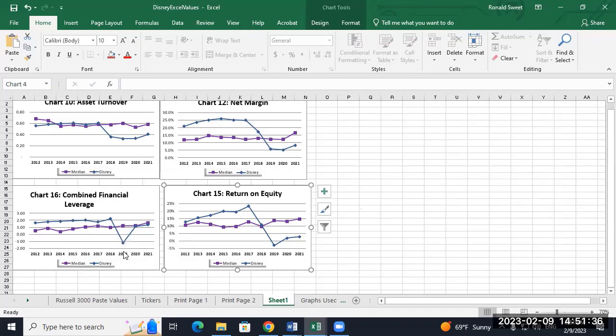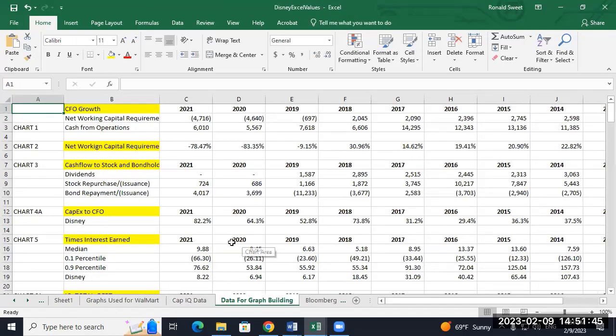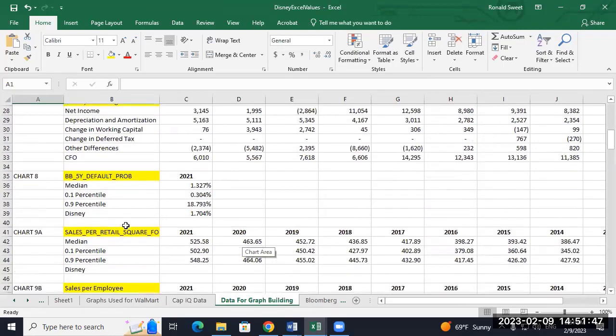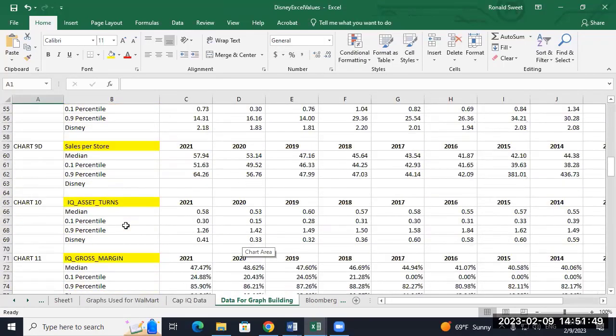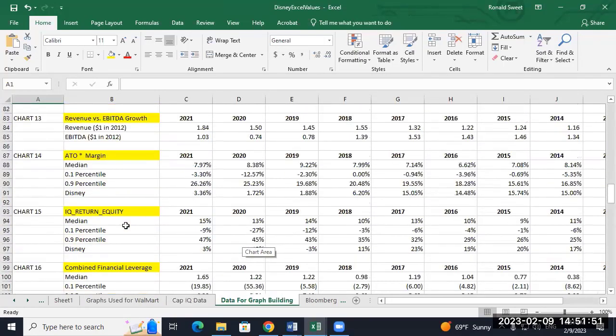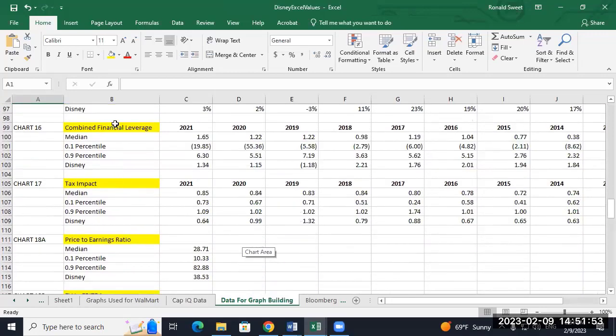Here's a chart where I would actually go into data for chart building. I've already forgotten who's doing Disney. Okay, sorry. On the combined financial leverage from my company, negative numbers are a huge problem on this chart. So on chart 16, you see how they have a negative number right there. I would just get rid of it.